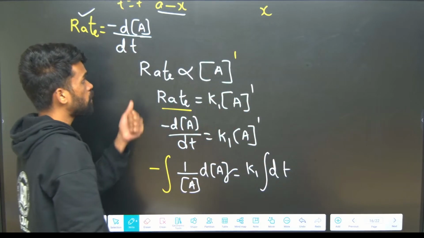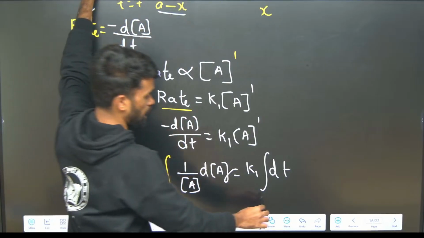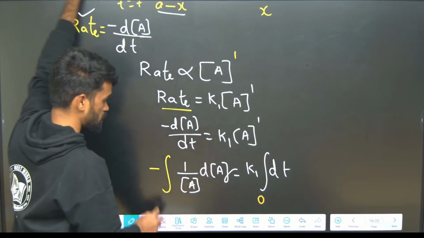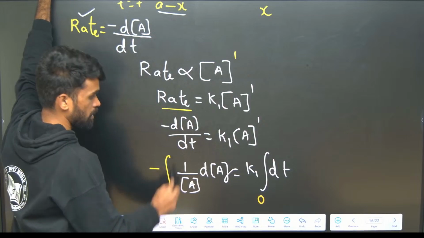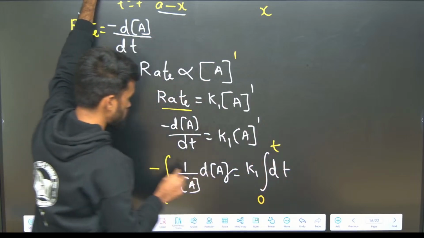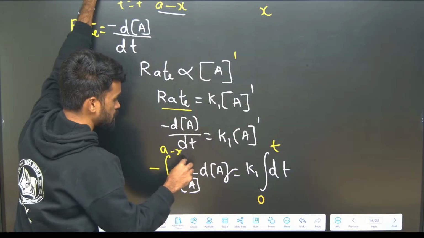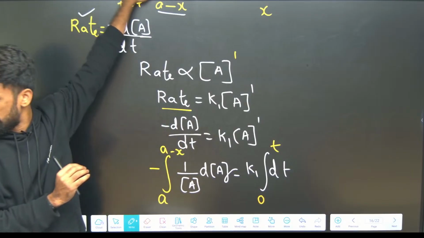So at the beginning of the reaction, time is 0, and at time 0 the concentration of reactant is A. After some time t, the concentration of reactant becomes A minus x. Now apply the upper limit and lower limits.